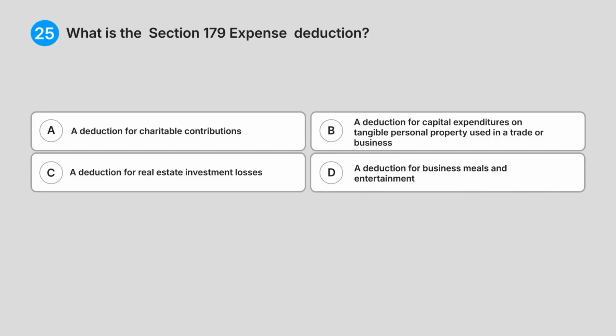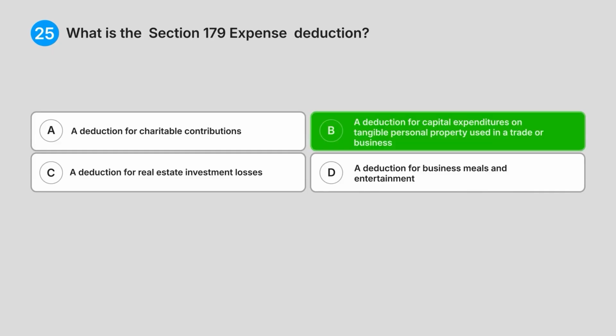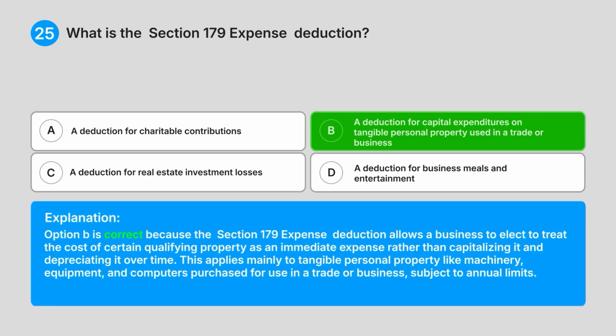Correct answer, B. A deduction for capital expenditures on tangible personal property used in a trade or business. Explanation. Option B is correct because the Section 179 expense deduction allows a business to elect to treat the cost of certain qualifying property as an immediate expense rather than capitalising it and depreciating it over time. This applies mainly to tangible personal property, like machinery, equipment and computers purchased for use in a trade or business, subject to annual limits.